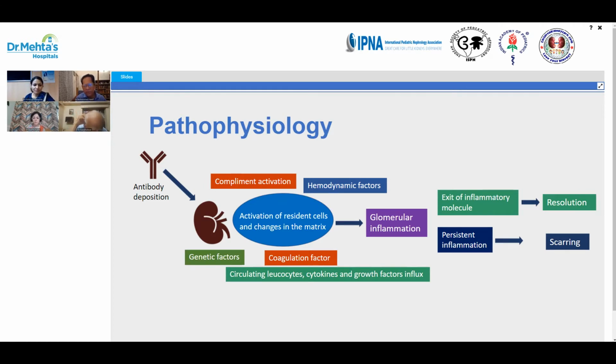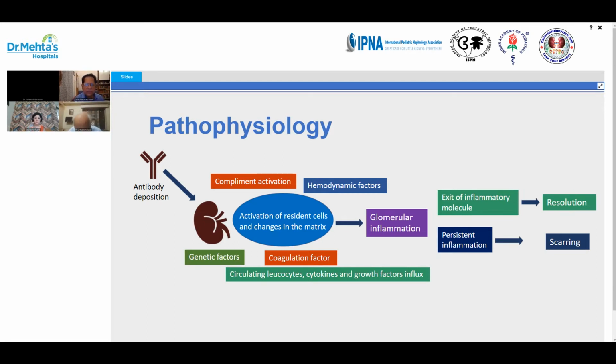There is hematuria and proteinuria, and after inflammation, two things could happen. One is the exit of the inflammation. When there is mild inflammation, there may be resolution of the inflammation, resulting in resolution of the symptoms or the disease process. But when this inflammation persists, there is subsequently formation of scar, and ultimately end-stage kidney disease.